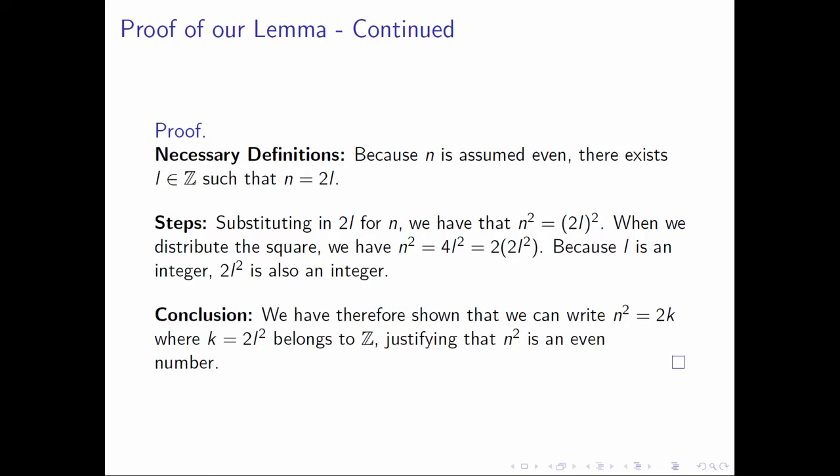Now, according to my definition for an even integer, I've done exactly what I needed to show. I've therefore shown that we can write n squared as 2 times k, where k represents this 2l squared. Just change this right here to a k, then I've written n squared as 2k, where k belongs to the integers, and this justifies that n squared is an even number, completing our proof.